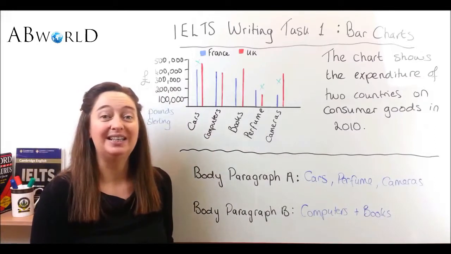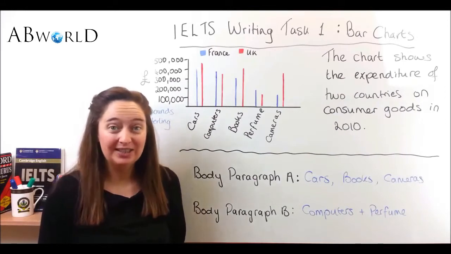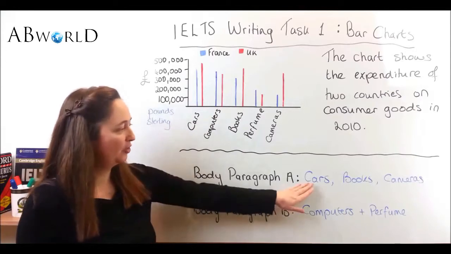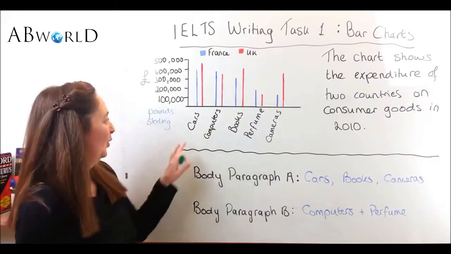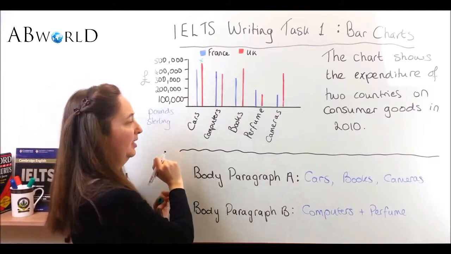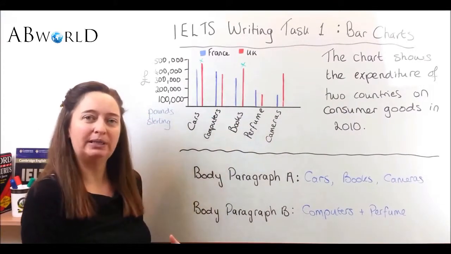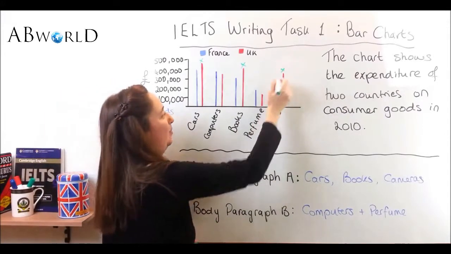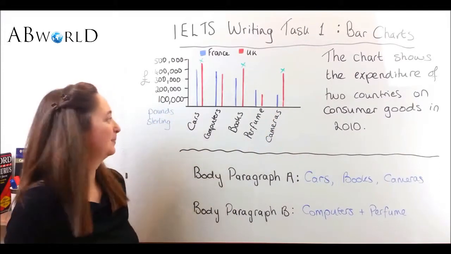Let me show you another way to organise it. And here is the alternative, the other way to organise your body paragraphs. You can see I've got cars, books and cameras together. Let's have a look why. Well, cars, you can see that the UK was higher than France. The next one, books, that's the same. The UK spent more money than France on books. And cameras, you can see the same. You can see a significant difference between the spending.